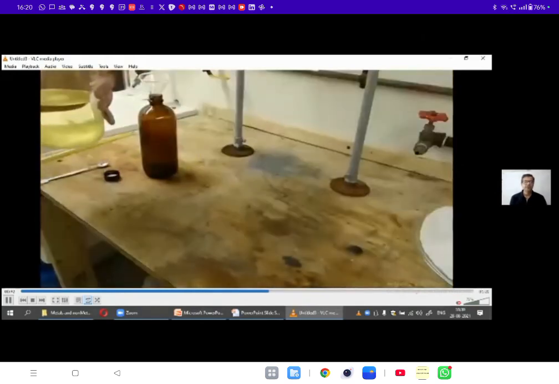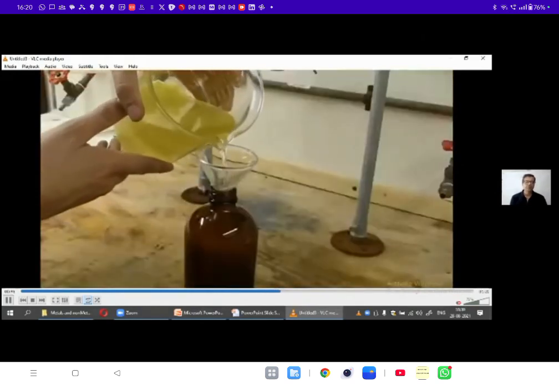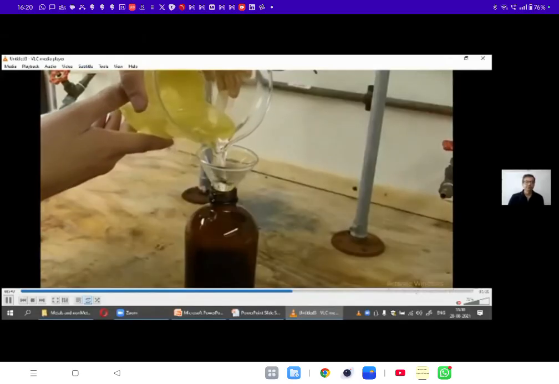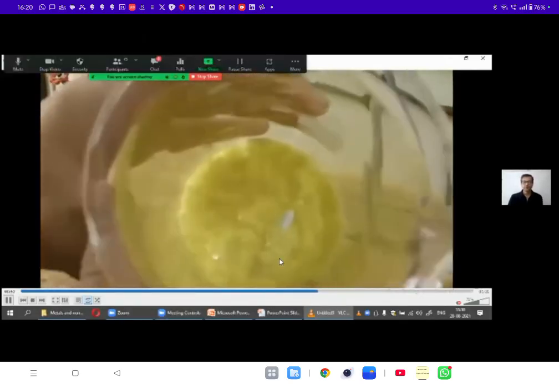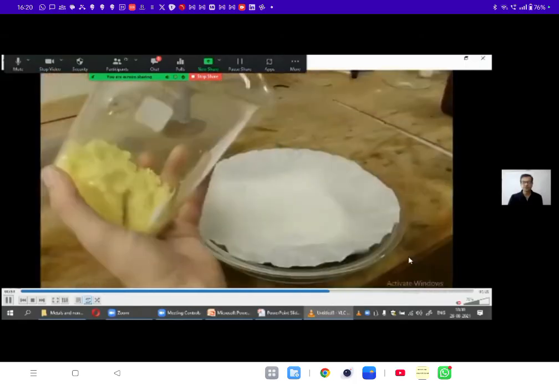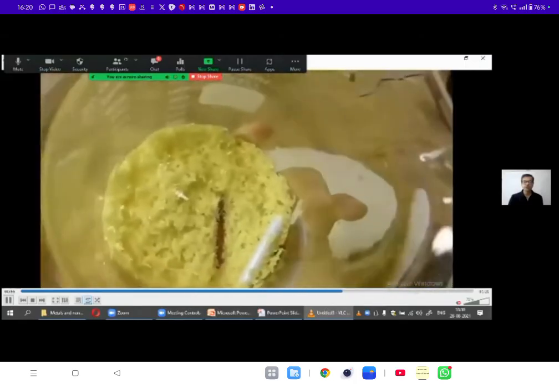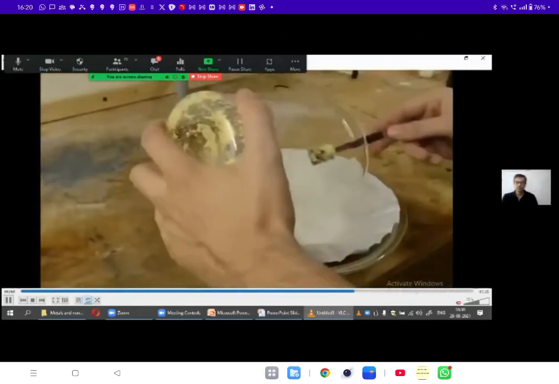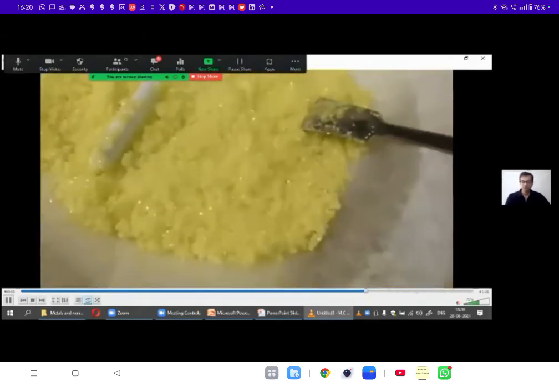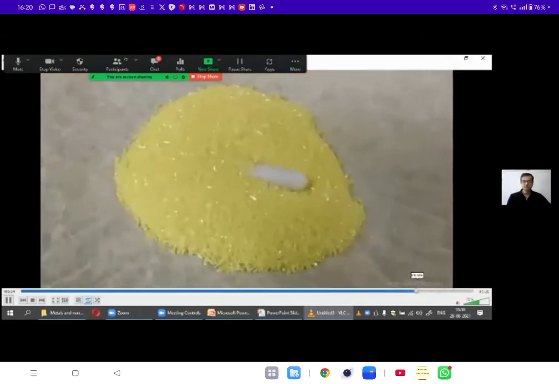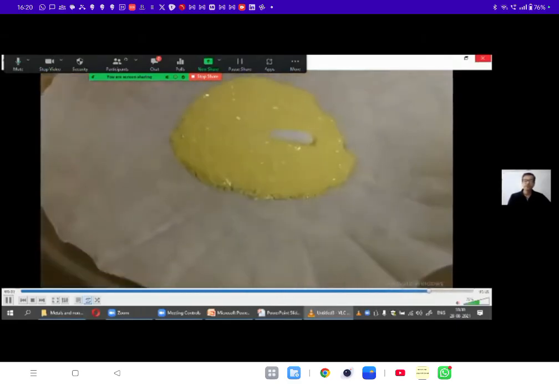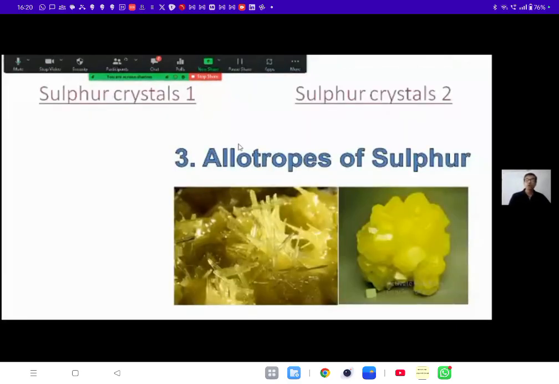That is the second form of sulfur, powder and these crystals. So he has collected these crystals, trying to make them dry. See? Very beautiful shining yellow sulfur crystals. So these two are called allotropes. The powder and the crystals are called allotropes.